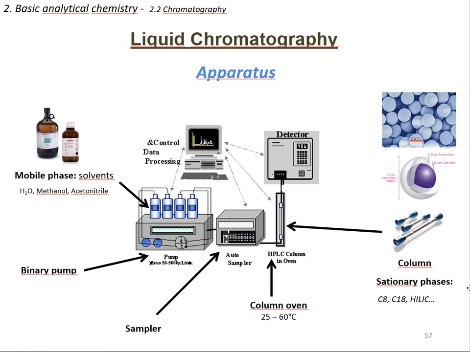And then outside of the sampler, you have the column oven, which is controlling the temperature of the column. So the column is a metal tube filled with resin. So it contains the stationary phase. You will find C8, C18, HILIC. Well, you have different types of stationary phase, but they are always made of micro beads of silica, which are coated with different chemical functions that will give its physical chemical property to the stationary phase. And then the detector.